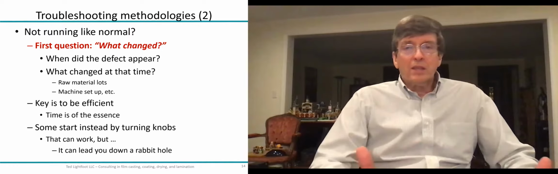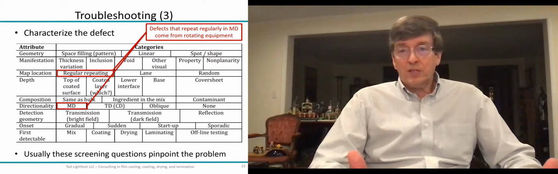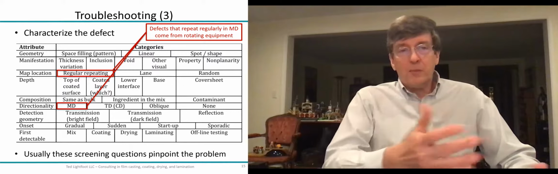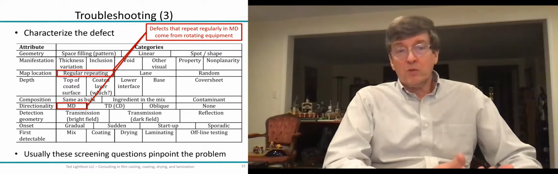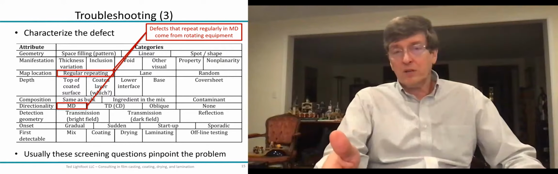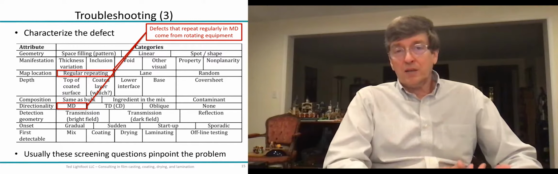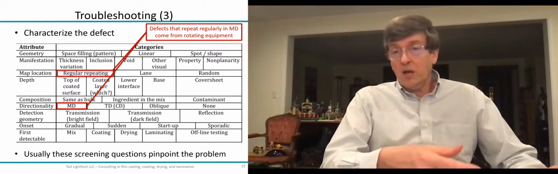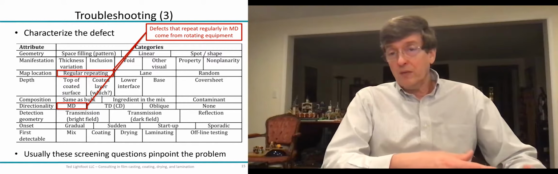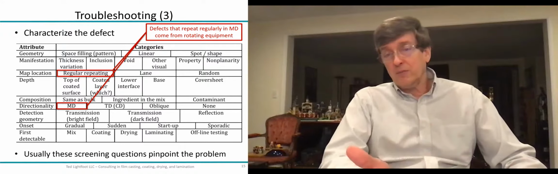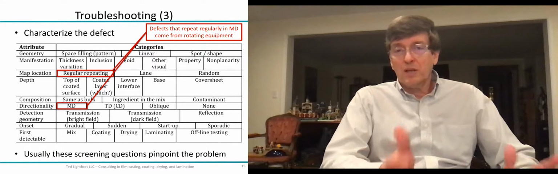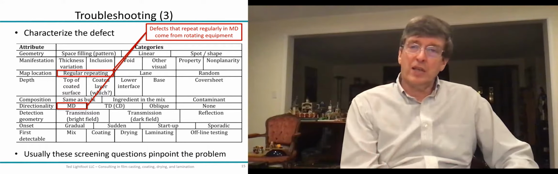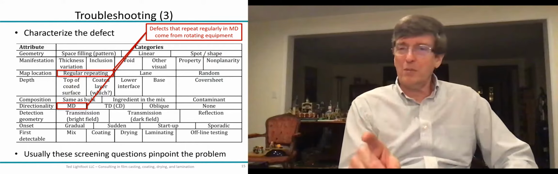Now, the next thing you should do after you've asked those basic questions is start characterizing the defect. So, for example here, if you have a regular repeating defect that repeats in the machine direction, generally speaking, that comes from rotating equipment. Rolls, bearings, drives, pumps, gears if you have them. They could come from building vibrations or something, but generally speaking, it's rotating equipment.